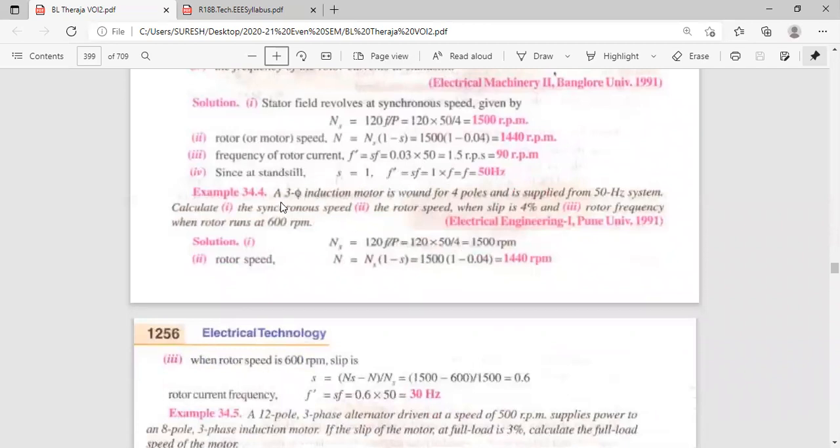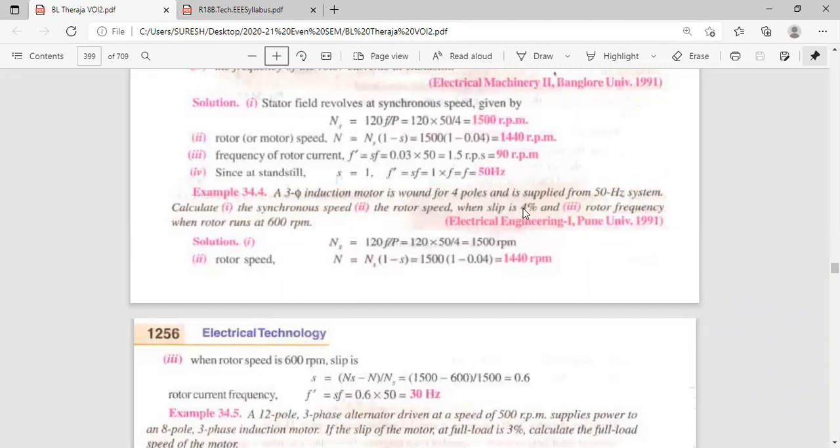Next problem: a three-phase induction motor is wound for 4 poles. P is equal to 4, F is 50. Calculate synchronous speed. Synchronous speed means Ns, stator speed. Ns is equal to 120 F by P. 120 into frequency 50, P is 4. 1500 RPM they are getting.